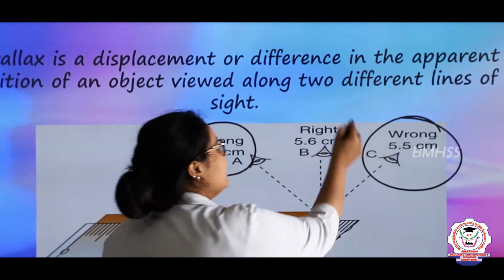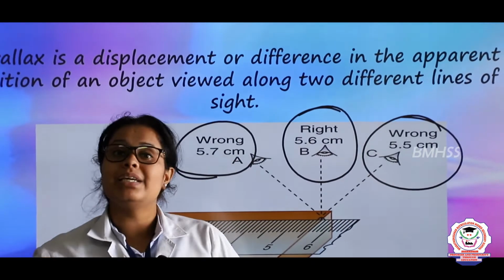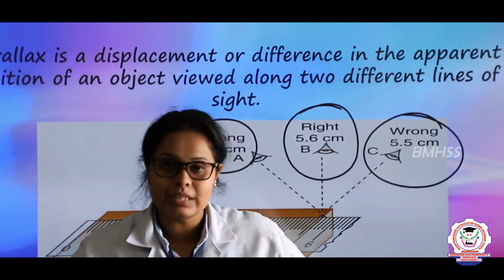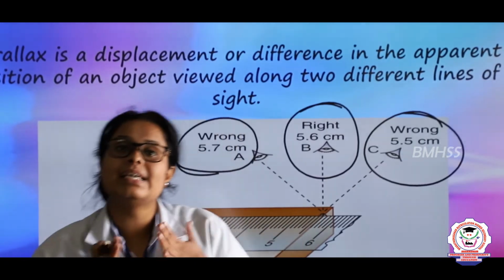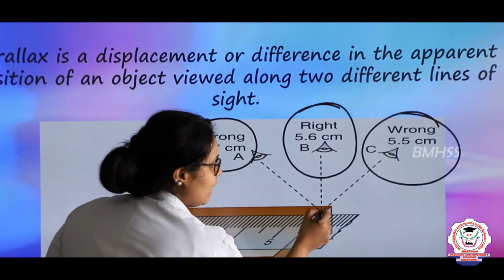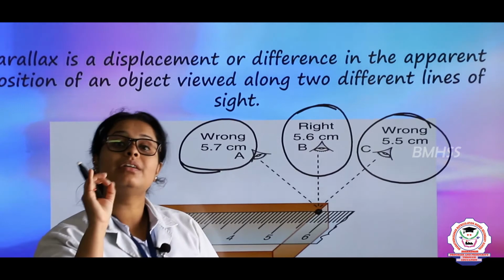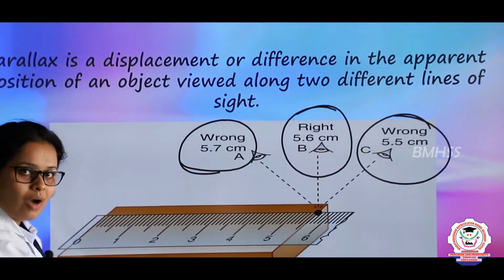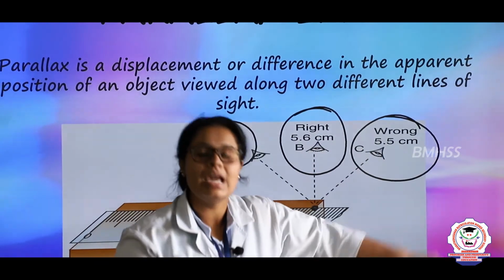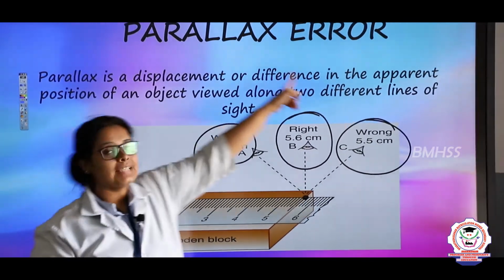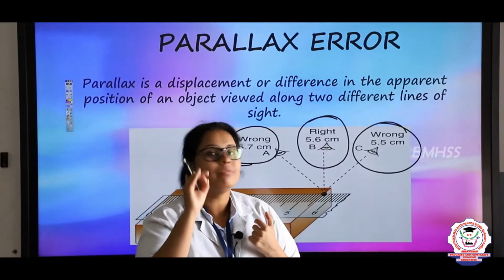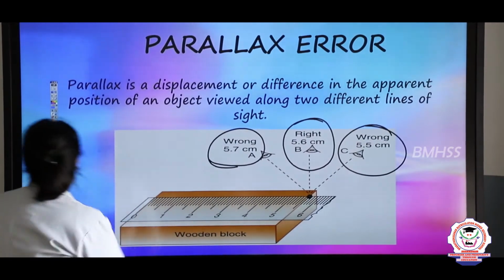But there is a person B. Person B is very smart. He is viewing the length from above, that is, he is seeing it perpendicularly. So when he sees it correctly, he will find the correct length of the wooden block. So person A and person C are making a parallax error. In the same way, person B is doing the measurement very correctly, right students?